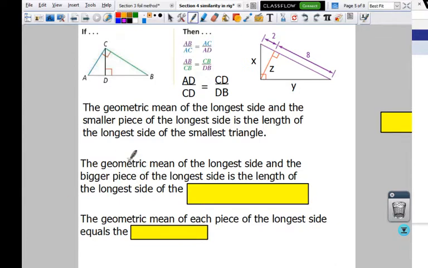So, if I look at this triangle over here, and I take the geometric mean of the longest side and the smaller piece of the longest side, my longest side is AB, right? So AB over, I'm going to call it X, is going to equal X over the smaller piece of this side.